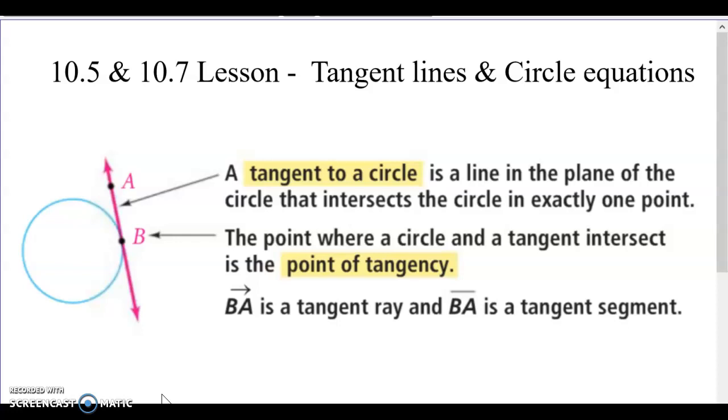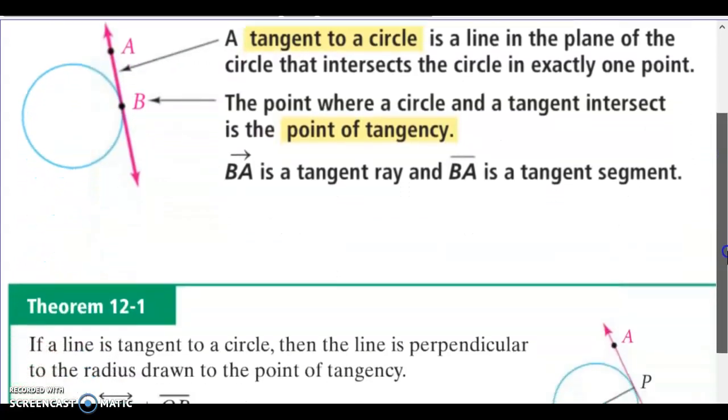A tangent line, right here, this pink line, is a line that is tangent to the circle. And what that means is it touches the circle in exactly one spot. So that point B right there is the one spot that line is touching the circle. And that point is called the point of tangency. Okay? So there's a property that goes along with that.